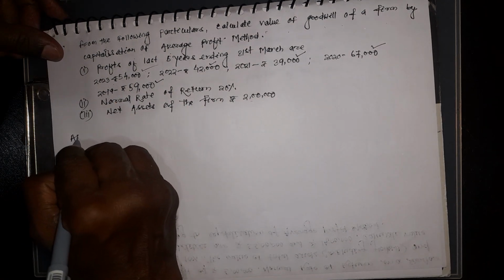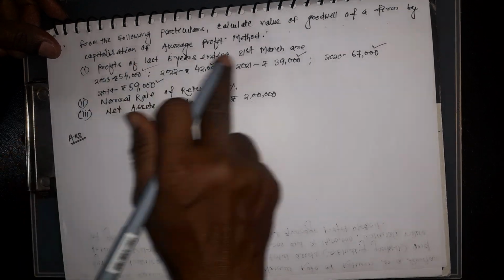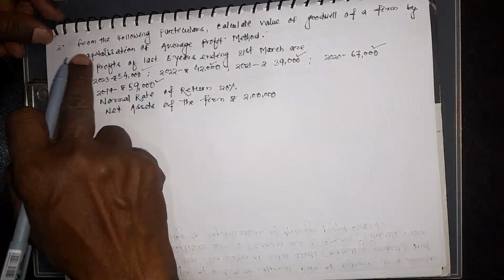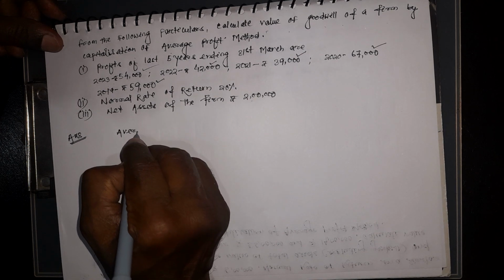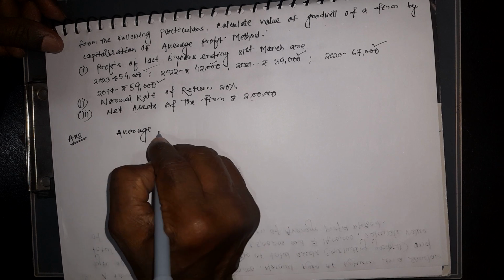So we have to follow the steps. First of all, we have to calculate the average profit, because average profit is not given. So first step we have to calculate the average profit.